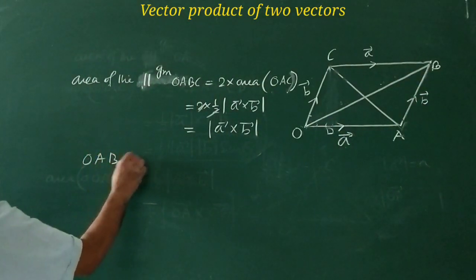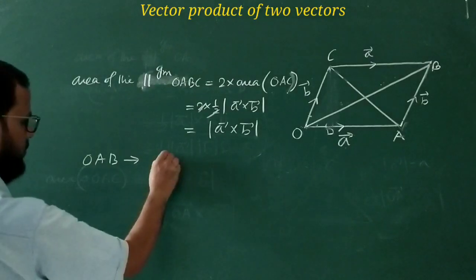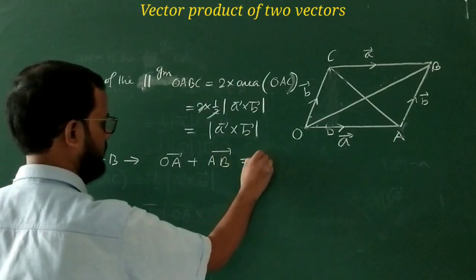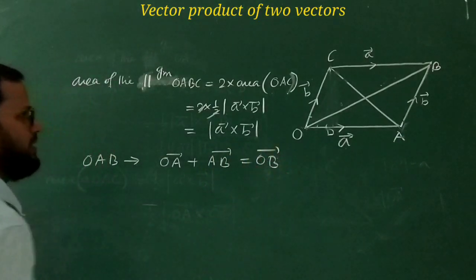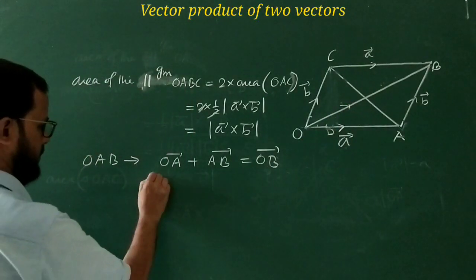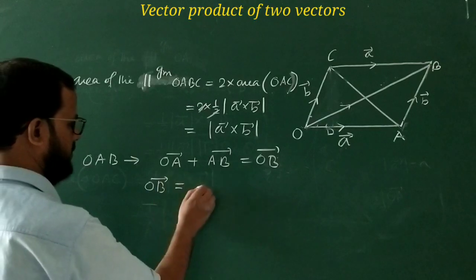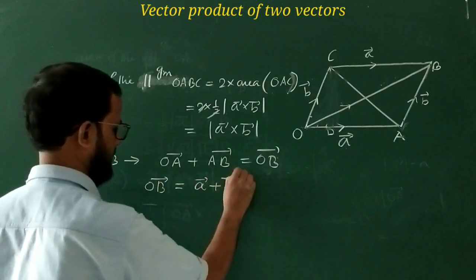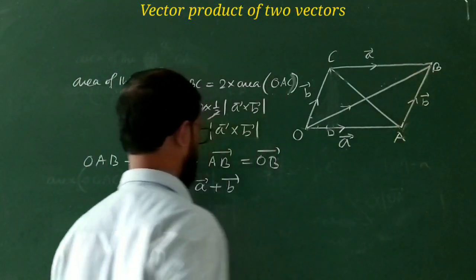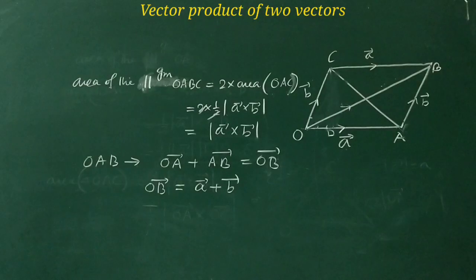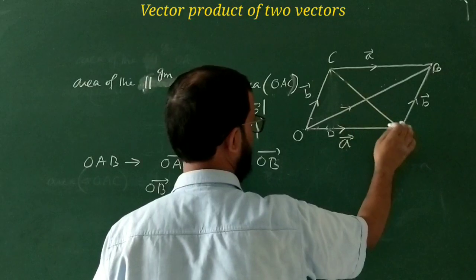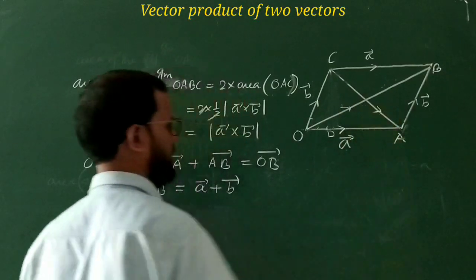From triangle OAB, what will we get? By the triangle law of vectors, what are we getting? OA vector plus what? AB vector equals what? OB vector. So OB is one diagonal vector. Okay, this is one diagonal. So OB vector is equal to what? OA vector is A vector plus B vector. Okay, A vector plus B vector. This is A vector and this is B vector.